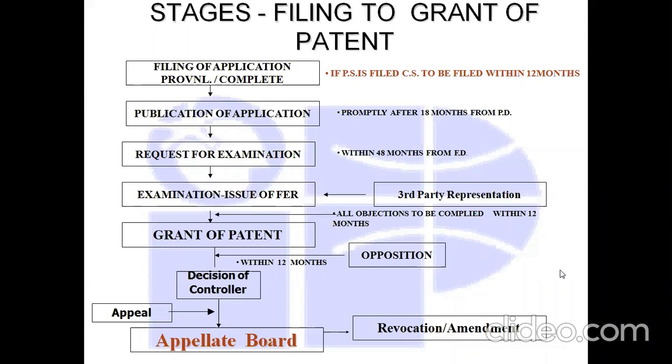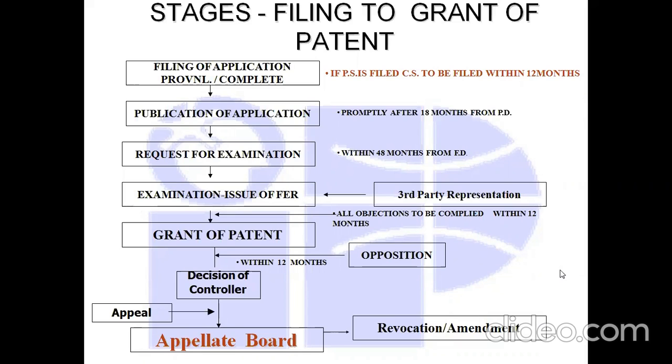This is the stage. I will show you one design, a flow diagram to understand the different channels. We go through filing of the application to completion, then publication, request for examination, and examination, which issues any FER. If any issue comes from the controller, then we resolve it. You can answer these queries, right?